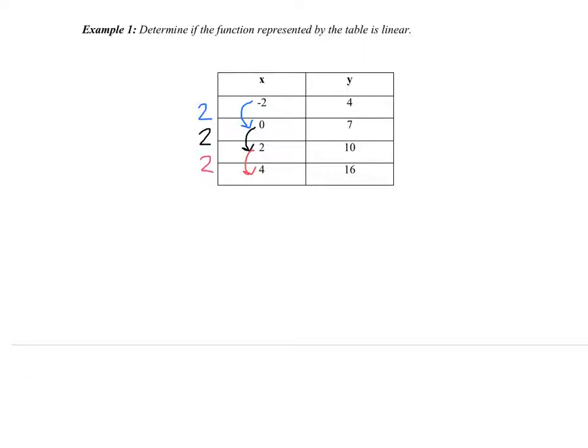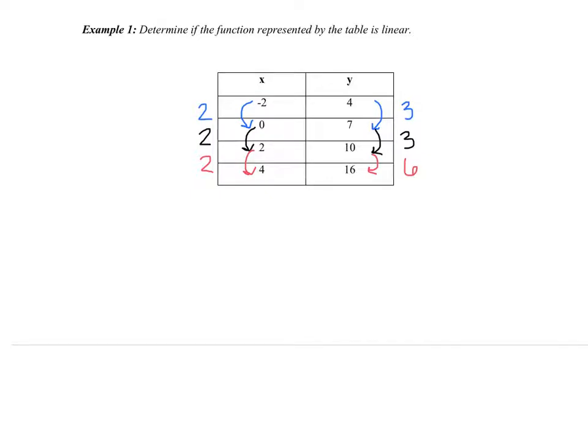Now in step 2, we want to find the difference in y values. So we're going from 4 to 7, and that's a difference of 3. Next, we're going from 7 to 10, and that's also a difference of 3. And lastly, we're going from 10 to 16, and that's a difference of 6.